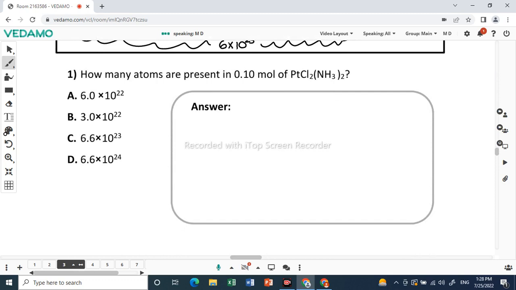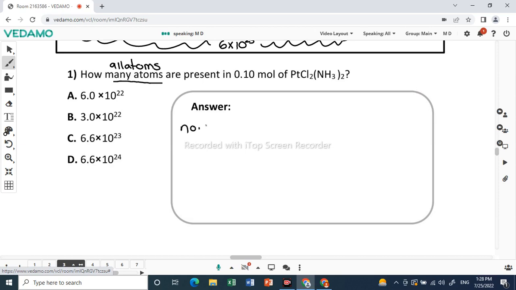We will start with the multiple choice questions, and each time there will be an idea and we will see how we can apply on calculations. How many atoms are presented inside 0.1 mole of platinum chloride, and you've got between brackets the ammonia by 2. When talking about how many atoms, I'm talking about all atoms which are presented inside my compound. So let's start with the rule.